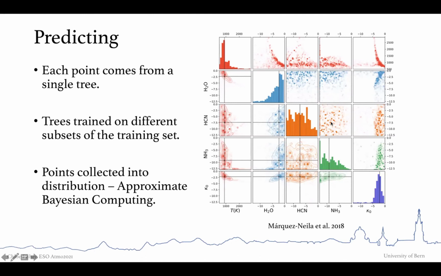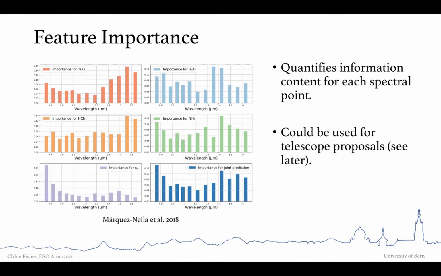Oh yeah, and the way that they randomize the trees to make sure there are no biases is that each tree is trained on a slightly different subset of the training set. So that means even if some of your spectra took really extreme values of the noise, that's not going to bias the whole forest.